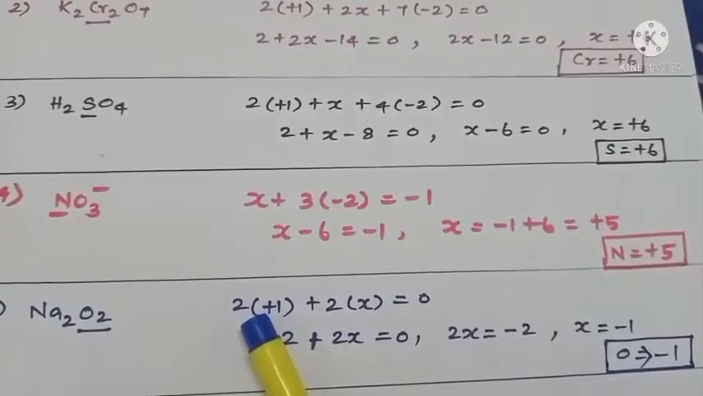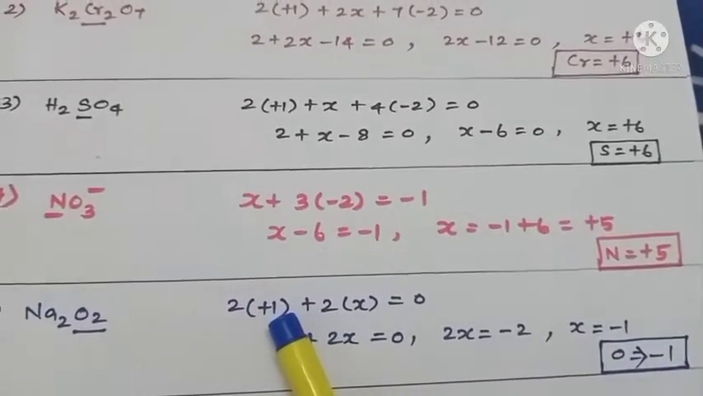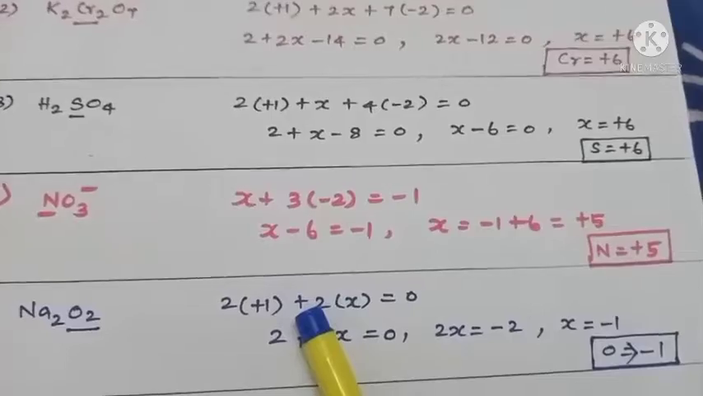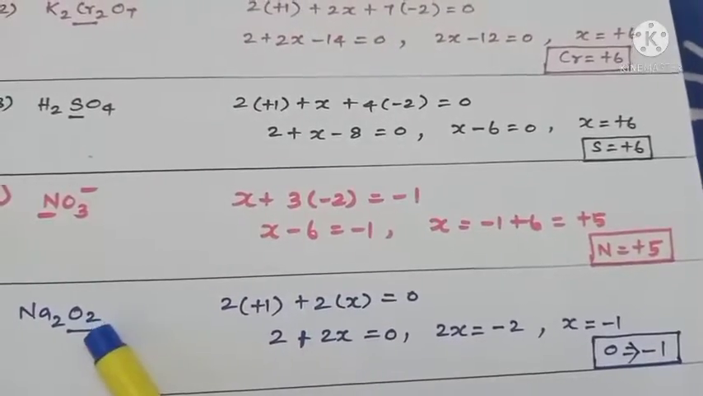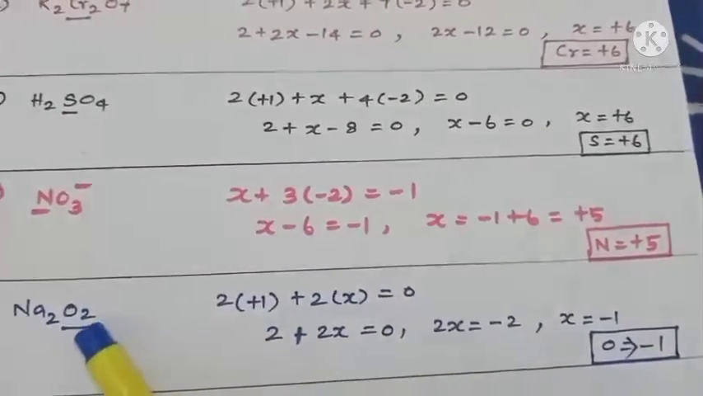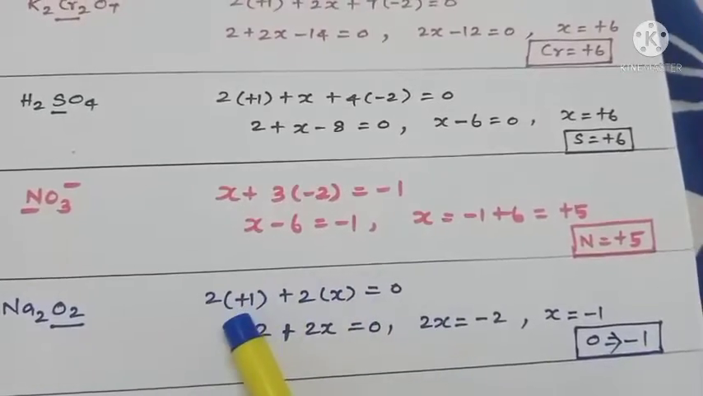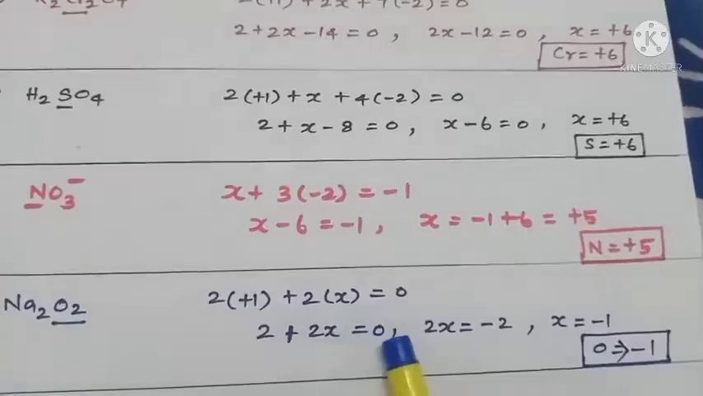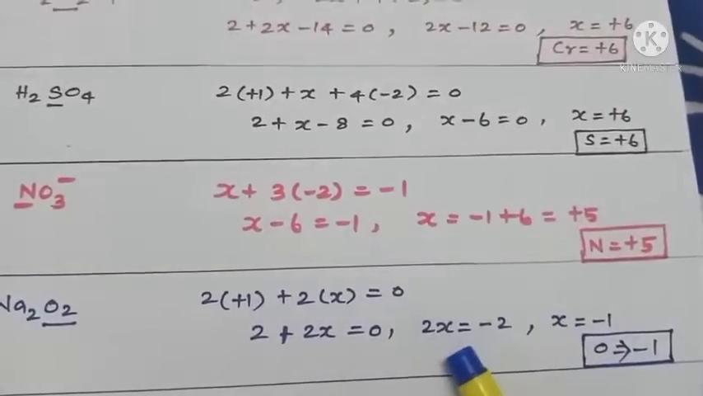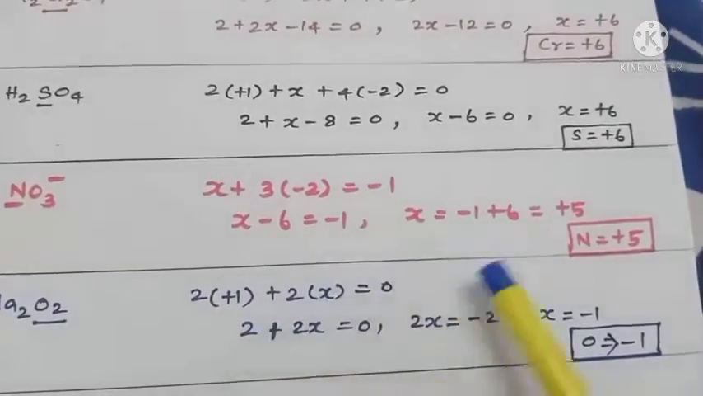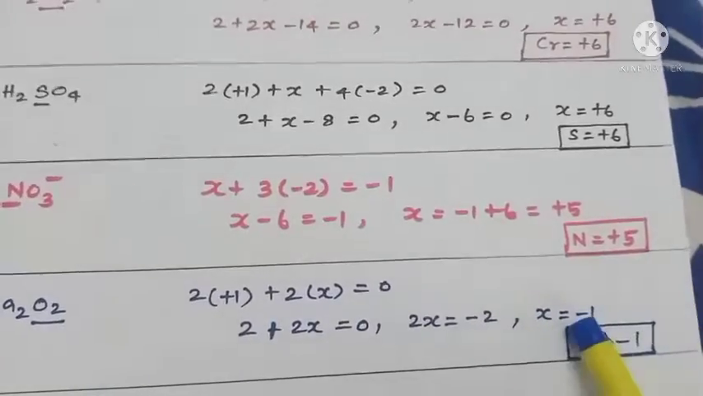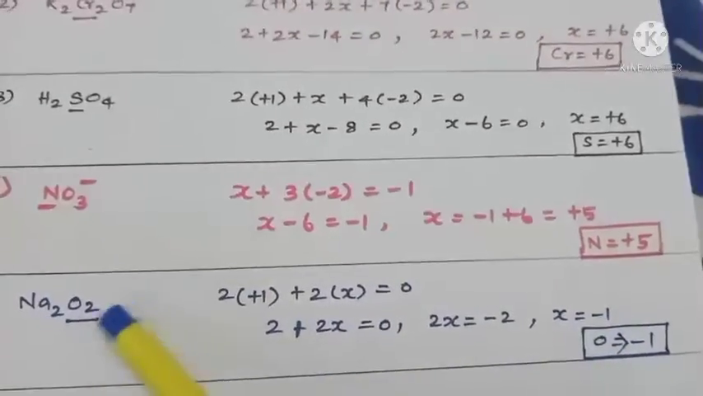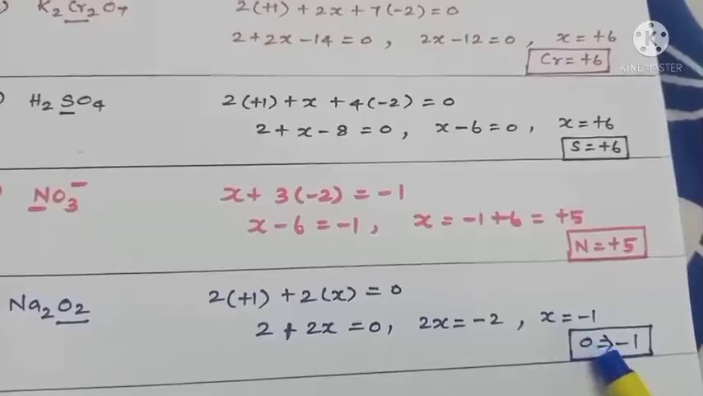Number of sodium atoms 2, into the oxidation number of sodium, +1 because it is an alkali metal, plus you have to find the oxidation number of oxygen. Let us have X. There are 2 oxygen atoms, so 2X. But 2 into +1 plus 2X equal to 0. So 2 plus 2X equal to 0. Therefore 2X equal to -2. I bring this 2 to the right hand side, -2. Therefore X equal to -1. So in sodium peroxide, the oxidation number of oxygen is -1.